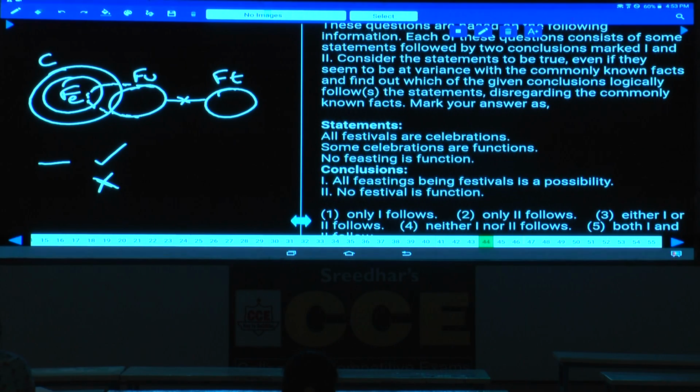Then coming to the first one, all feastings are festivals is a possibility. All these feastings are festivals. Now tell me whether I can draw my feasting like this or not. Now this will be my feasting. If I draw feasting here, then all feastings are festivals is possible. Hence only conclusion 1 follows. It is choice 1. Question number 44, choice 1 is the answer. Done. Next one, question number 45.